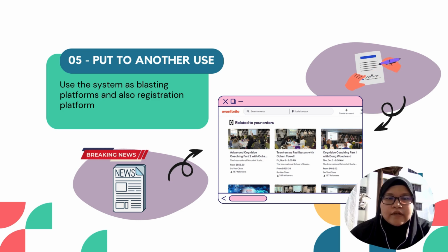We also thought about how to put the system to another use. Besides registration, we decided to use the system as a blasting platform for event notifications. This dual functionality maximizes the system's utility and keeps students informed about upcoming events.